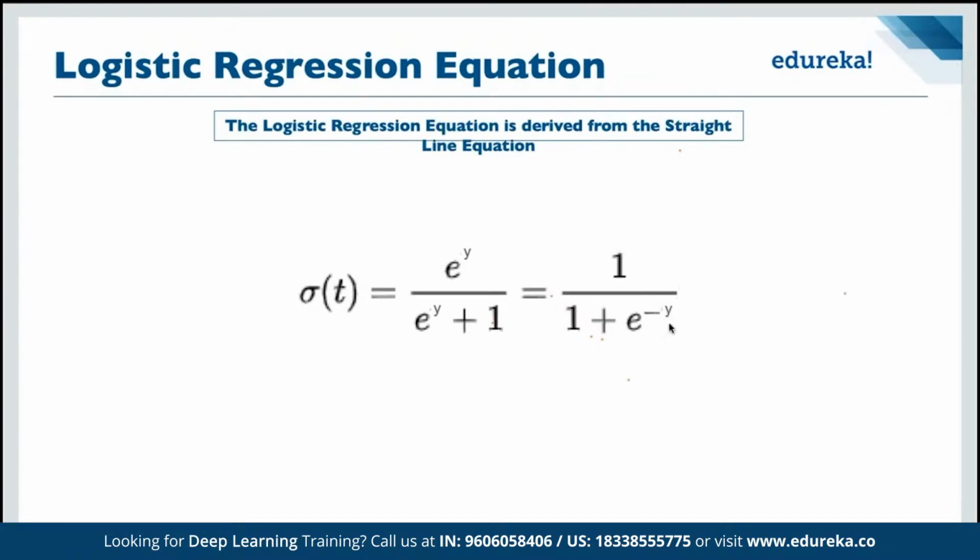If your y is approaching positive infinity, which means if you replace y with infinity here, you'll get 1 divided by 1 plus e to the power minus infinity, right? Which becomes 0, so this will be 1 divided by 1, equal to 1. So if your y is infinity, you are going to get 1 as your probability. If your y is minus infinity, then the denominator becomes infinite, and it becomes 1 divided by infinite, equal to 0. So no matter what value you get for y, your outcome will always lie between 0 and 1.